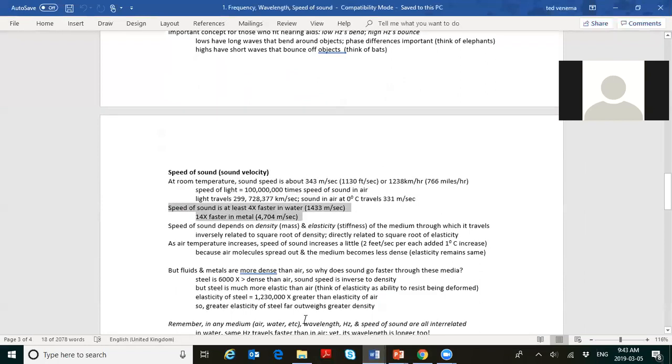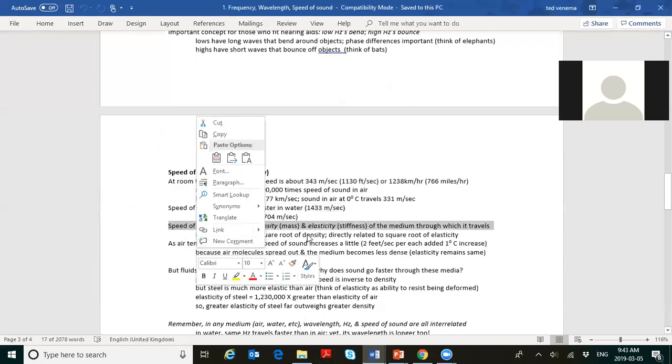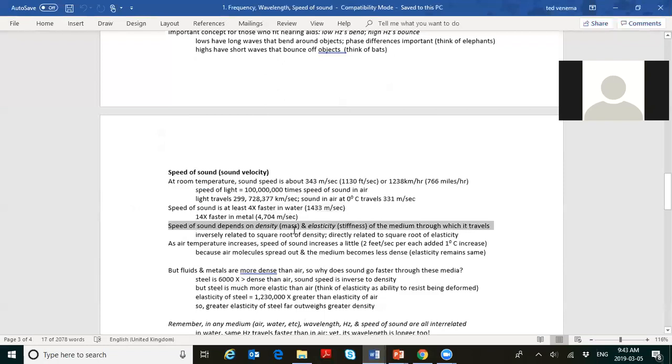Okay, what's the speed of sound in water? 4 times that of air. In metal, 14 times faster. Speed of sound, this is poorly worded here, okay? But speed of sound deals with the mass and the stiffness of the medium through which it travels. The more dense a medium is, the more mass, in other words, the slower the sound goes through. The more stiffness the medium has, the faster the sound goes.